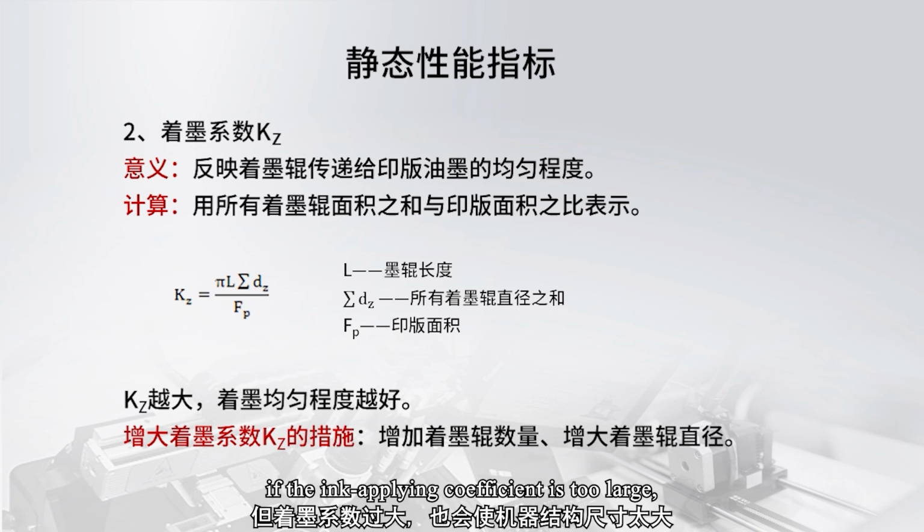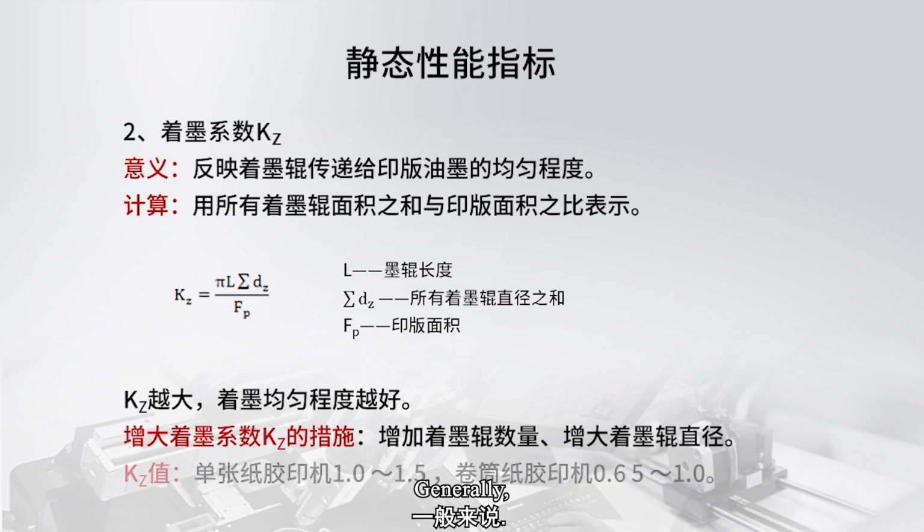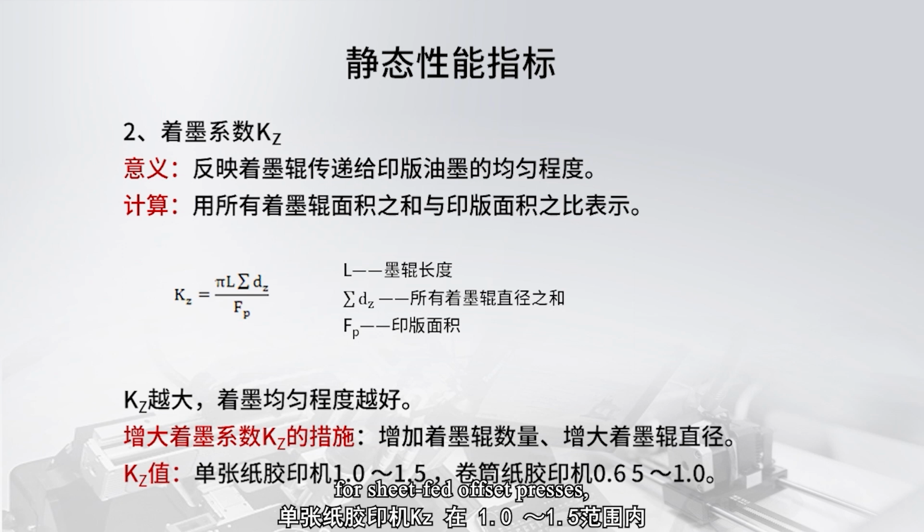However, if the ink applying coefficient is too large, the structural size of the machine will also be too large. Generally, for sheet-fed offset presses, K sub z is in the range of 1.0 to 1.5. And for web-fed offset presses, it is in the range of 0.65 to 1.0.